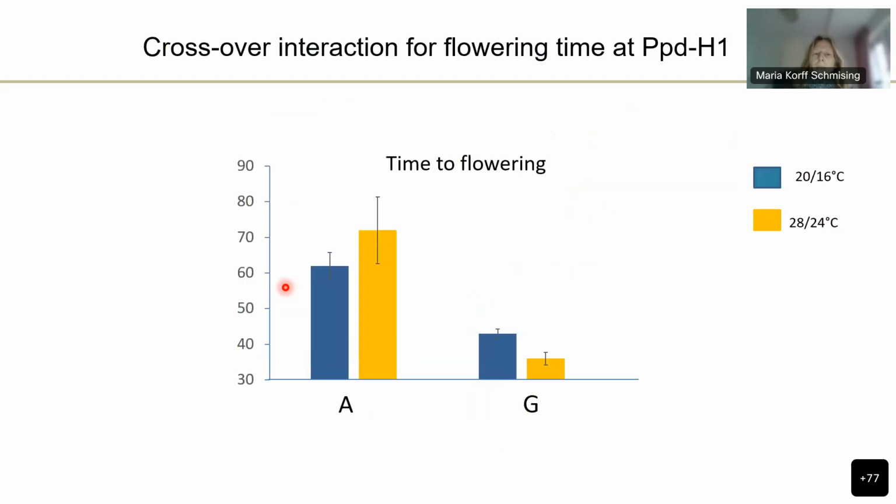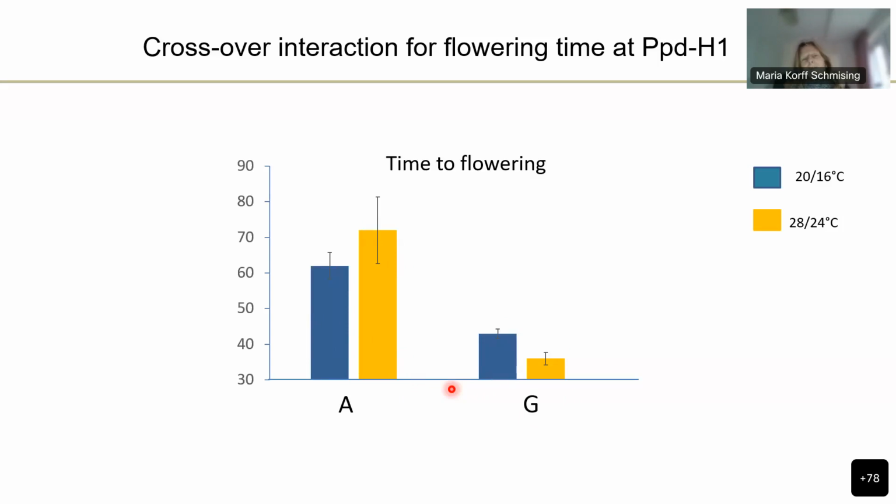If we look into the population and divide it at this variant, those lines that carry a G at the SNP carry the wild type PPDH1 allele, and under control conditions they are early flowering, as had been described before, compared to the lines that carry the SNP. But what was interesting is that the lines with the wild type allele further accelerated flowering time under high ambient temperature conditions, whereas those that carried the mutation delayed flowering time. So what we saw is something like a crossover interaction of flowering time at PPDH1 in response to ambient temperature variation.